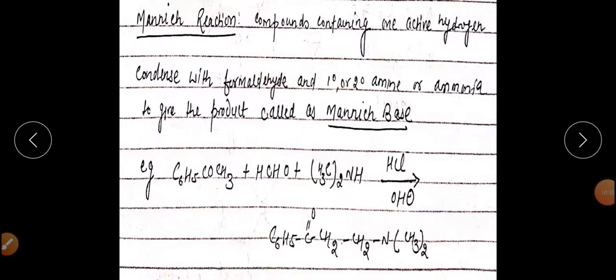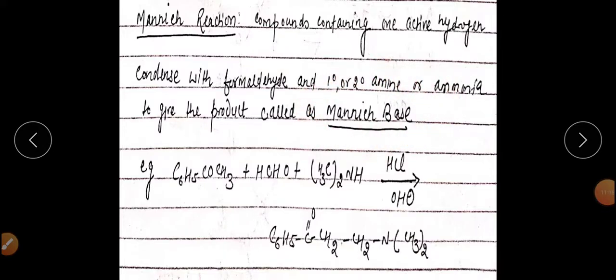This is a reaction in which a compound containing an active hydrogen condenses with formaldehyde and a primary or secondary amine or ammonia to give a product, and that product is called the Mannich base.